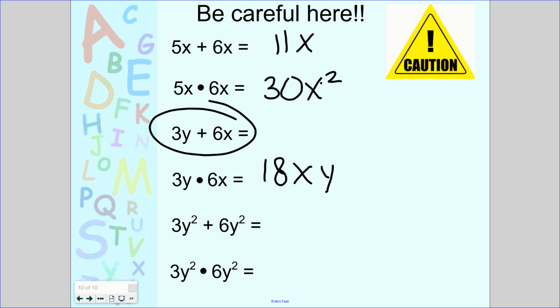Second to last one, 3y squared and 6y squared. If I add them together, what do I get? I get 9. And then the variable doesn't change because I'm adding like terms, y squared. What about 3y squared times 6y squared? 18. Y. It's going to be y squared and y squared. Cubed is a third power. It's going to be a little bit bigger than that. 4. Yeah. That's great. We'll talk, again, a lot more about that later in the year. That was a tricky one.